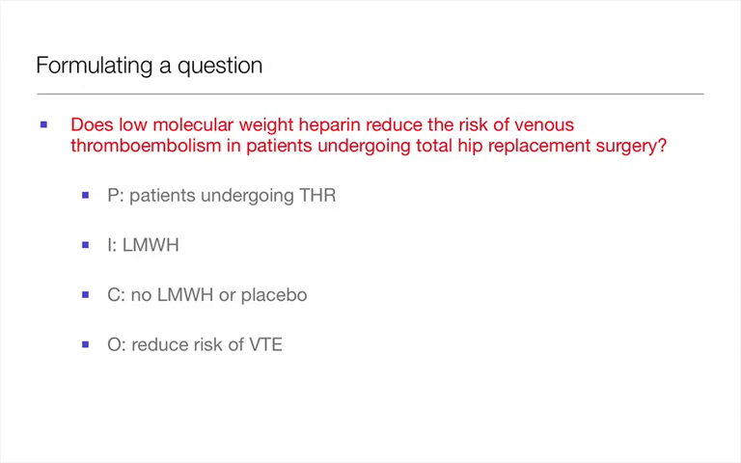And the intervention which you're performing is to give these patients heparin. So low molecular weight heparin would be I, intervention. Now, the comparator here could be either not to give low molecular weight heparin or to give a placebo. And the outcome which we're looking at is to see whether this reduces the risk of venous thromboembolism. So that is the O.